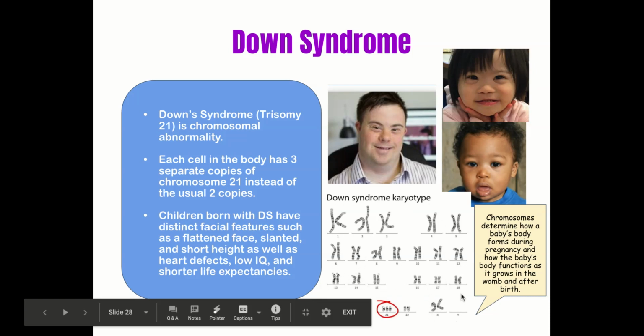So this pair right here is called the sex chromosomes. So they determine whether you are male or female, whether you're born male or female. So you can either be XX or XY. If you have two X chromosomes, like this individual, then you are female. If you have a Y chromosome, so if you're X and Y, then you're male. All right. So this is a female with Down syndrome. That's what this karyotype tells me.